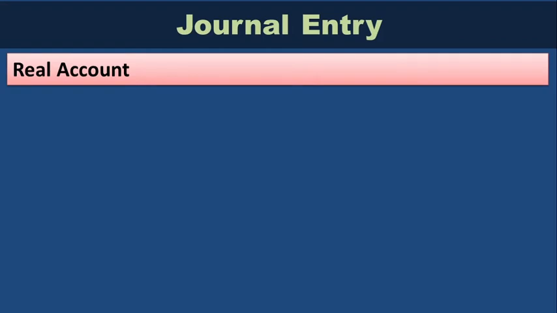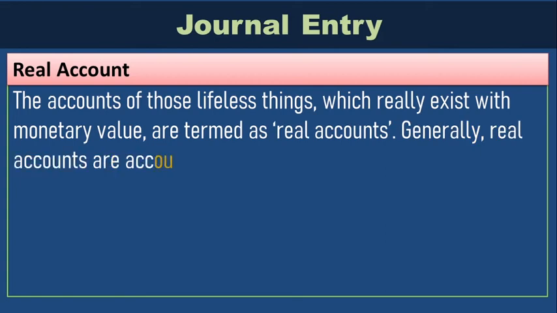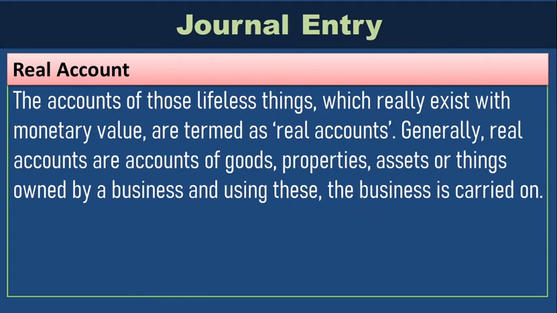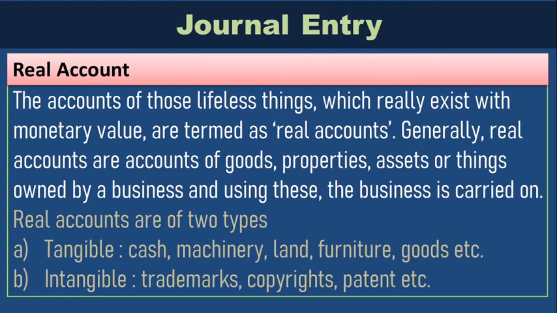The next, real account. The account of those lifeless things which really exist with monetary value are termed as real account. Generally, real accounts are accounts of goods, properties, assets, or things owned by the business, and using these, the business is carried on. Real accounts are of two types. They are tangible, they include cash, machinery, land, building, furniture, etc. The next, intangible, they may be trademarks, copyright, patent right, etc.